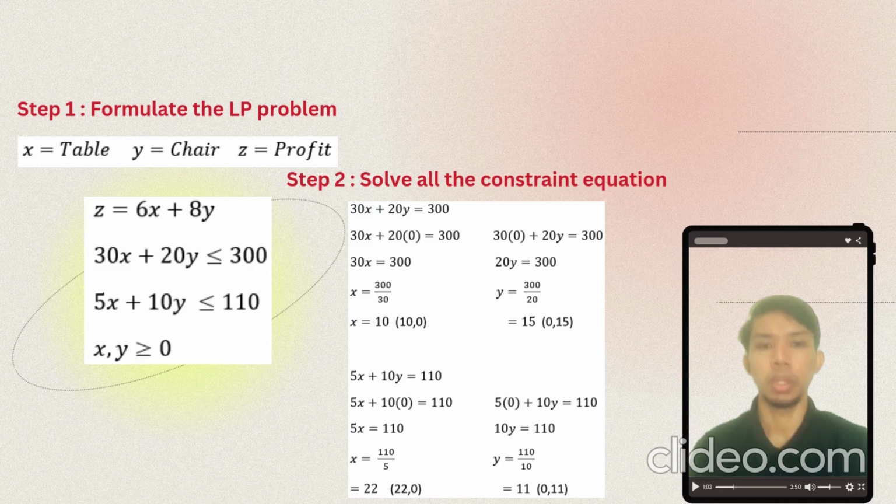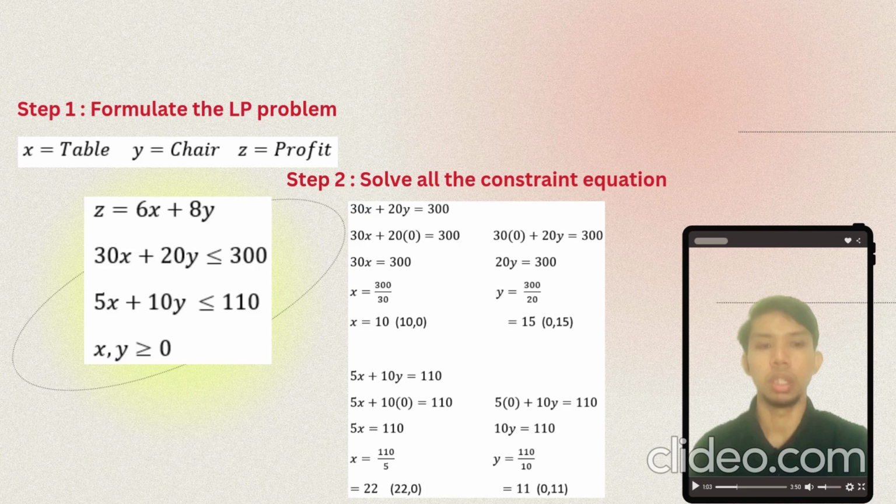Next we incorporate the constraints. The wood constraint limits us to 300 units of wood, with each table consuming 30 units and each chair consuming 20 units, leading to the inequality 30x plus 20y is less than or equal to 300. The labor constraint allows 110 hours of work, where each table requires 5 hours and each chair requires 10 hours, resulting in 5x plus 10y less than or equal to 110.